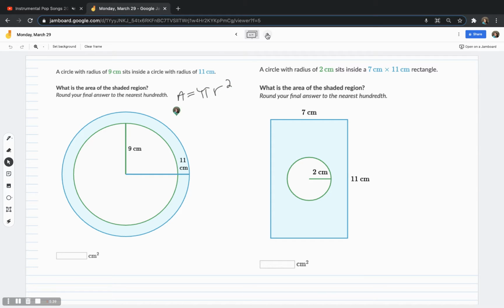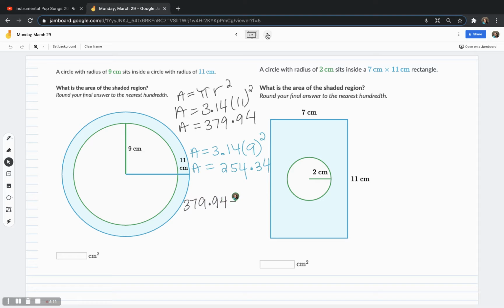For the big circle, it has a radius of 11. So I'm going to say 3.14 times 11 squared. And that's going to give us 379.94. Then the smaller circle has a radius of 9. So 3.14 times 9 squared. We're going to get 254.34. And then to get the shaded portion, I'm going to subtract these two. And that's going to give us a total area of 125.6.